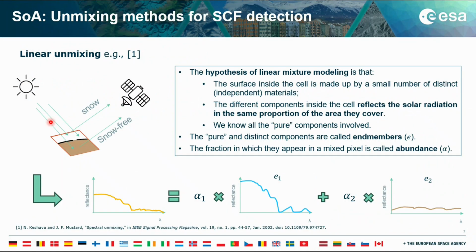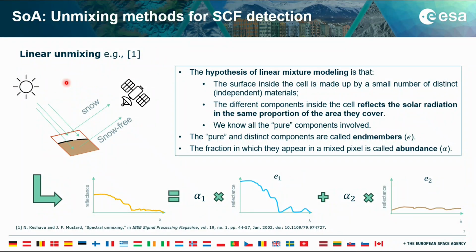Okay. But let's move a little bit more on something more complicated. Biagio was showing us all this spectral signature, and how they were evolving. So using only a spectral index is reducing all this information to only one value. Instead, one can think to use the entire information. And here is coming the linear unmixing that I try to explain here in the easiest way possible.